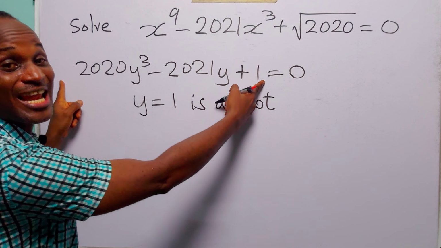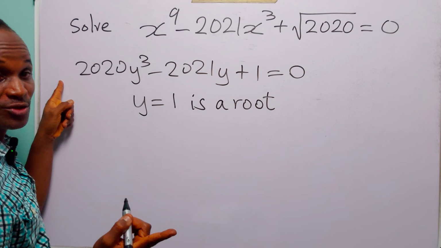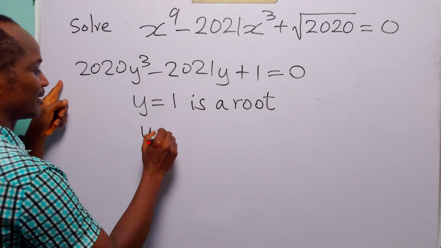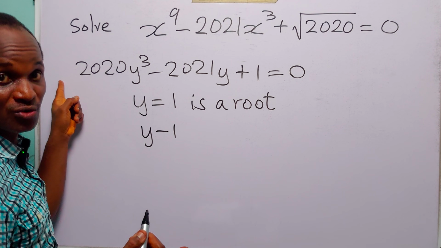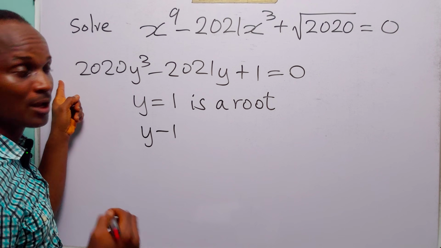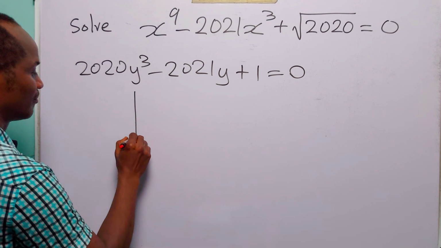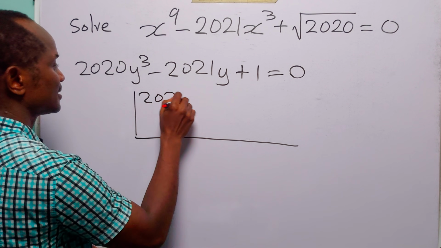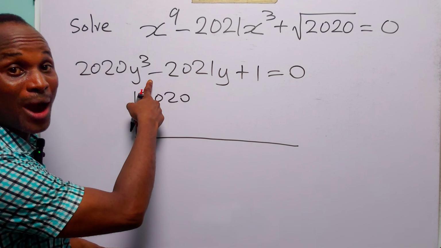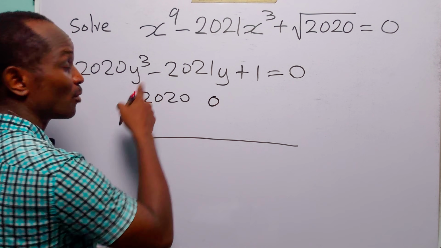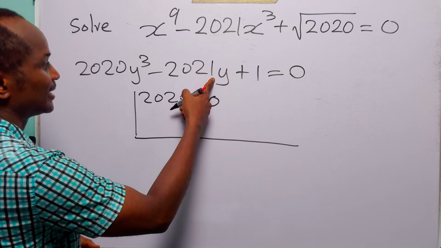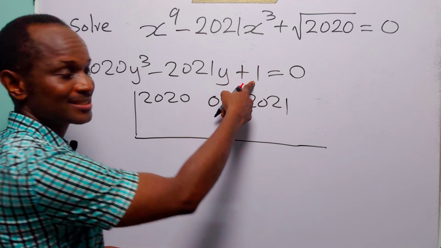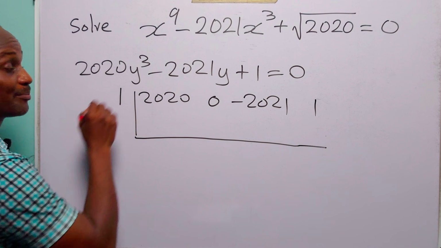So we can factorize the left-hand side of this equation. All we need to do is to divide this cubic expression by y minus 1. And of course, to do that, we are going to use the synthetic division method. The coefficient of y cubed is 20. The coefficient of y squared is 0. Obviously, there is no term in y squared. The coefficient of y is minus 21, and the constant term is 1. We are dividing by 1.